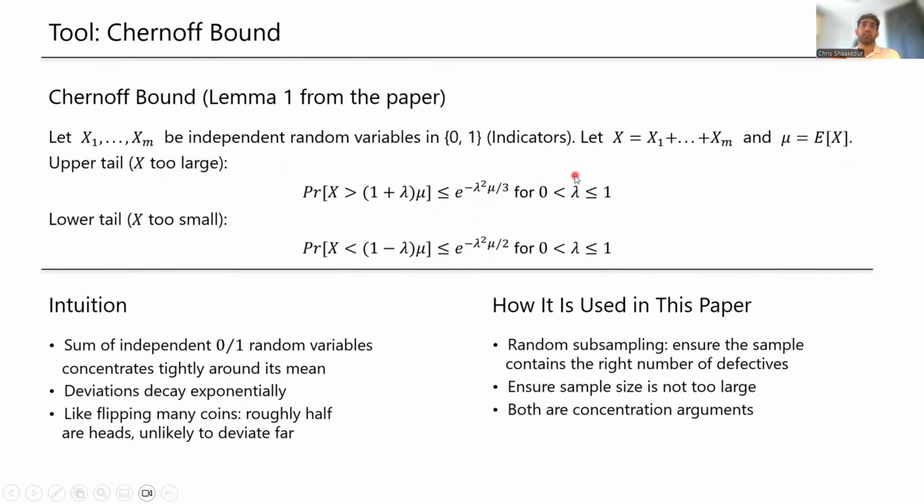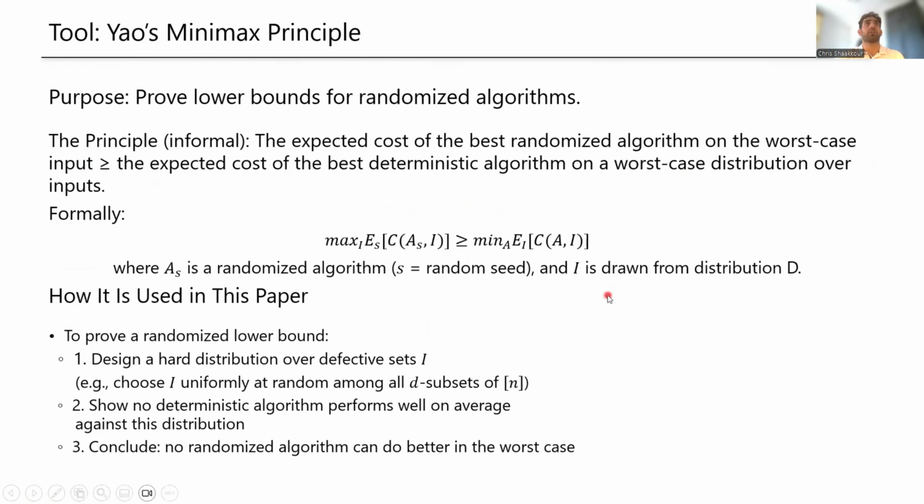So if we go way higher than the expected value, the probability of landing there is very low. Also, if we go very low beneath the mean value, the expectance, the probability is also very low. We are going to use this tool later in this paper to prove upper and lower bounds of the results we get from the algorithm. And that's about it. Let's move to the next tool, which is Yao's min-max principle.